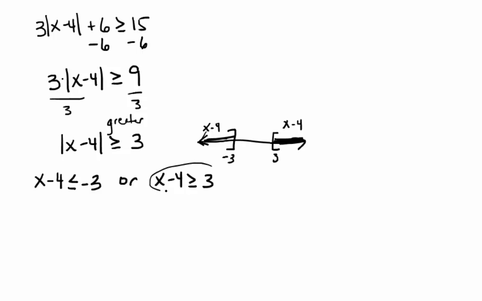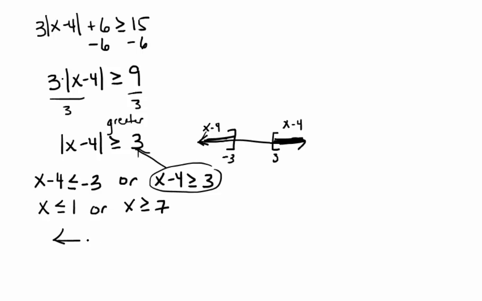Notice one of them is exactly what you had, just without the absolute value. The other one, both the inequality symbol and the sign have changed. Okay, so we're going to solve by getting x by itself, adding 4. We have x less than or equal to positive 1, or x greater than or equal to 7.